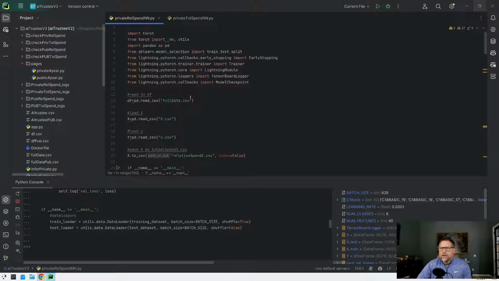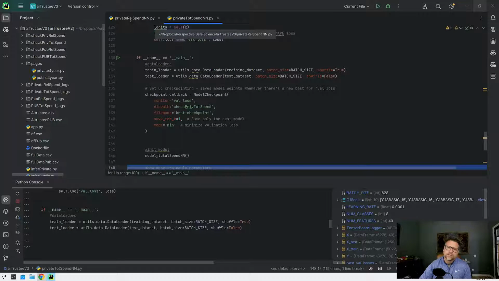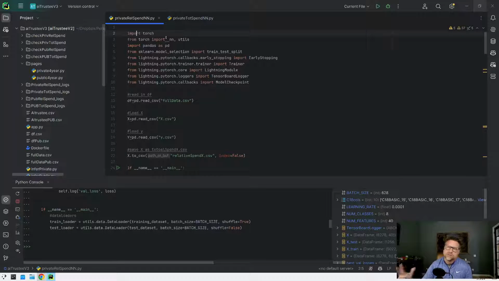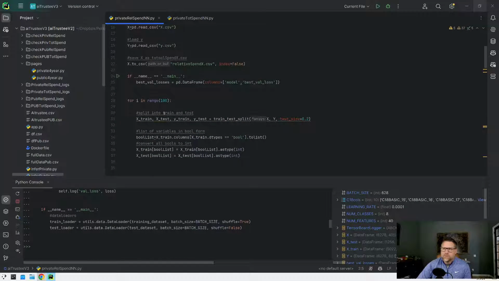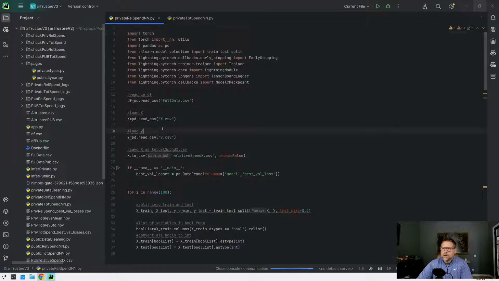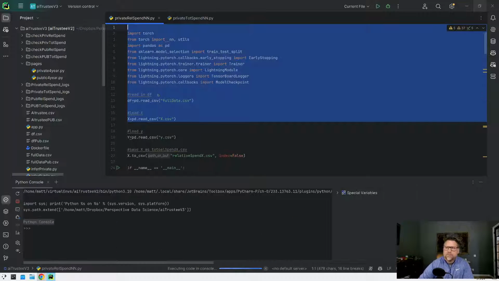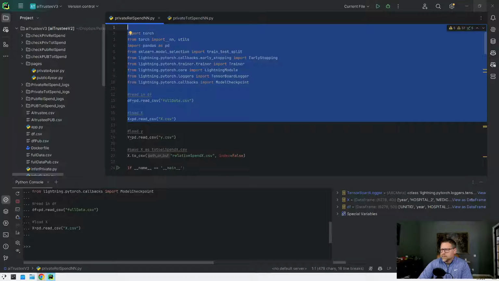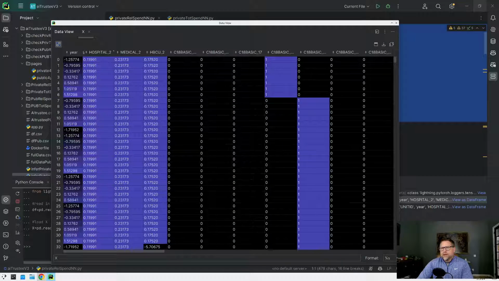All right, let me show you a little bit of the code here. So this is the actual code that runs the relative spending neural networks. And then I have the one that does the total spending for private schools, and then there's another one that does it for public schools too. So there's really 4 scripts here. I use PyTorch and PyTorch Lightning to train the neural networks. Let me show you what the data looks like. So this is the relative spending. I'll show you the X. Those are the inputs into the model. All right, so here's what's going into the model.